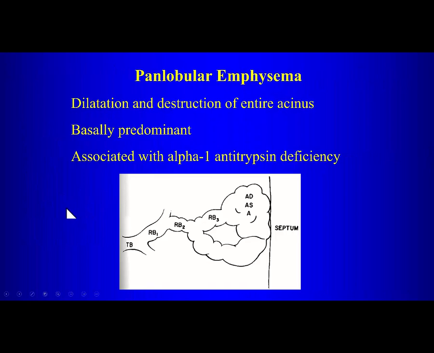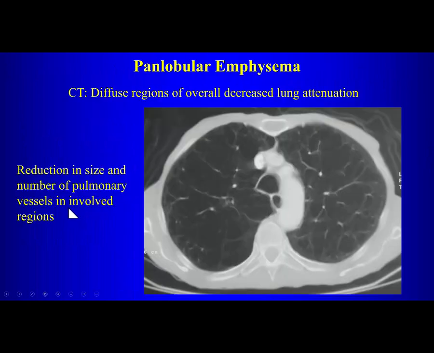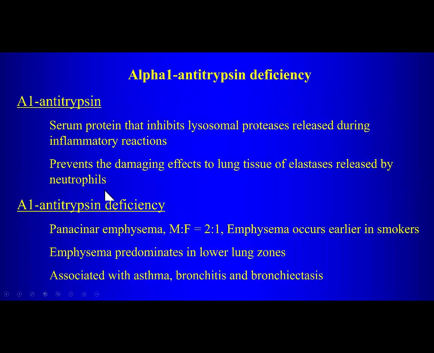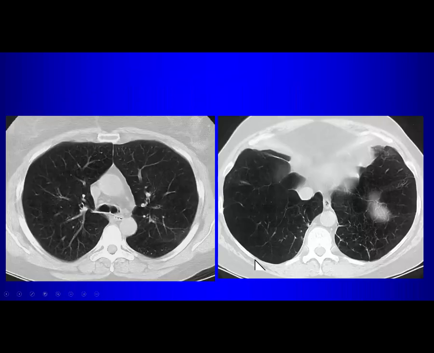And panlobular is associated with alpha-1 antitrypsin deficiency. So it can give you diffuse regions of overall decreased lung attenuation from emphysema. Alpha-1 antitrypsin inhibits lysosomal proteases. And so if you're deficient in that, then the proteases run wild and cause emphysema. And of course, smoking will accelerate the process. So if you have somebody with alpha-1 antitrypsin deficiency who smokes, then their emphysema would be really bad.